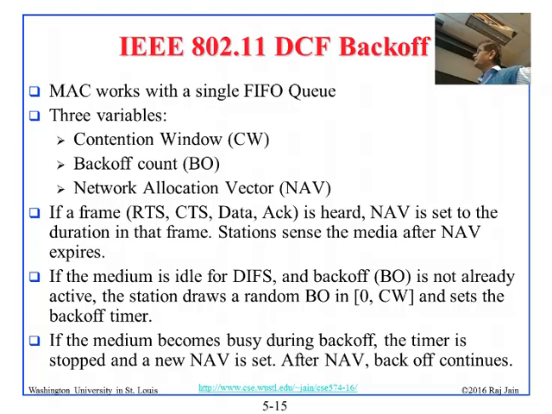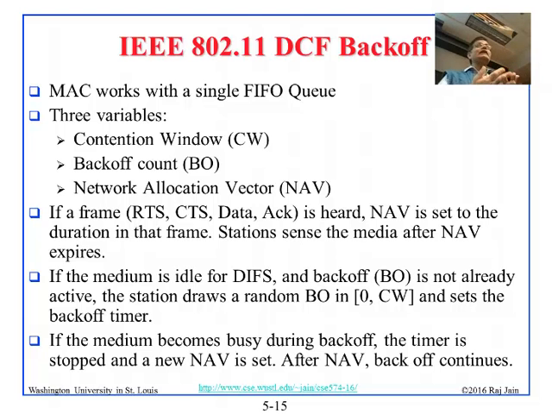If the medium becomes busy during backoff, the timer is stopped and a new NAV is set. After the NAV expires, your backoff continues. So here is another little rule and this is important to understand. Let's say you drew a random number between 0 and 1023, and you got the number 500. So now you're not going to do anything until 500.